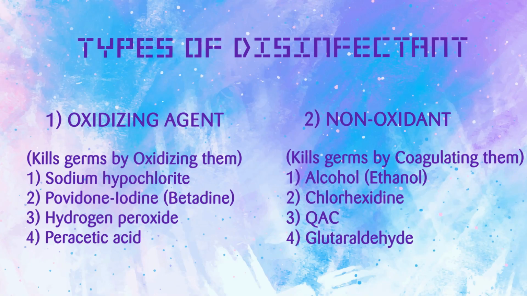They are broadly classified into two types, oxidizing agent and non-oxidant. Oxidizing agent kills germs by oxidizing them, while non-oxidant kills them by coagulating them.